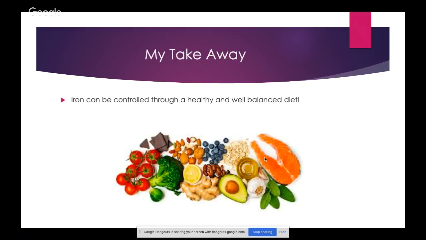My takeaway from this project is that iron is something that can be controlled through a healthy and well-balanced diet. If we're eating what we're supposed to be eating, then we shouldn't have any problems with anemia or hemochromatosis. We can also control it through diet. So what we're eating is really important and something that we should always be thinking about and working on.